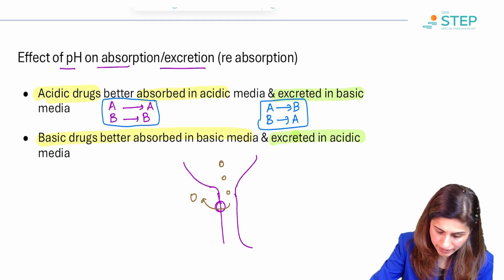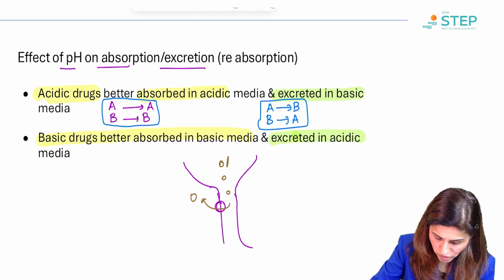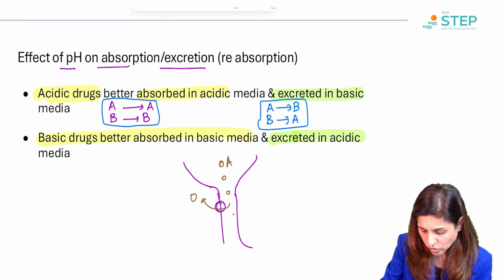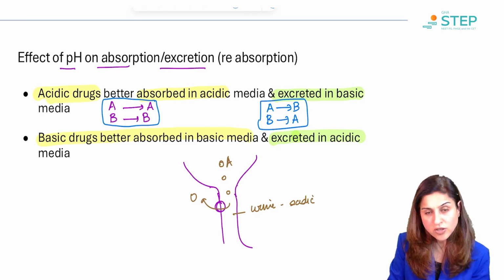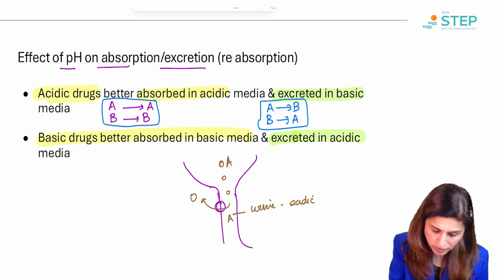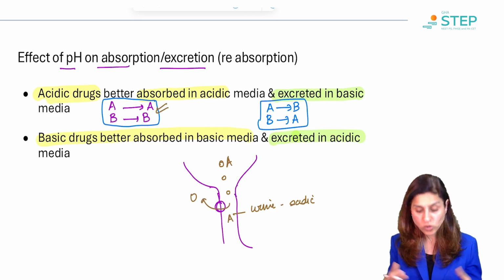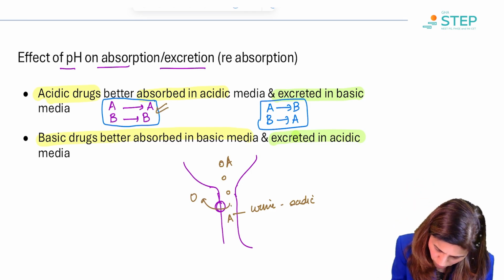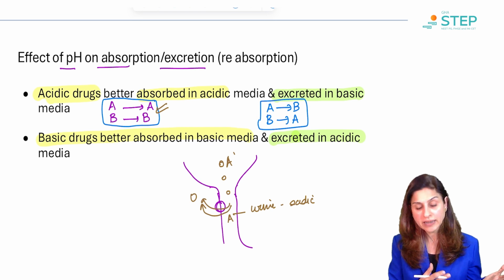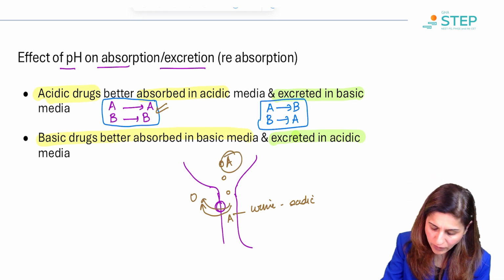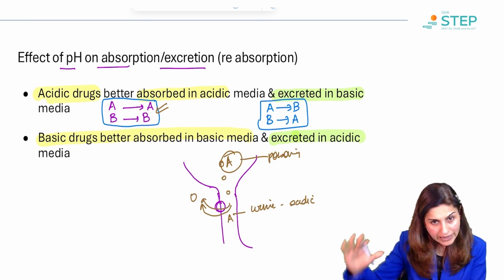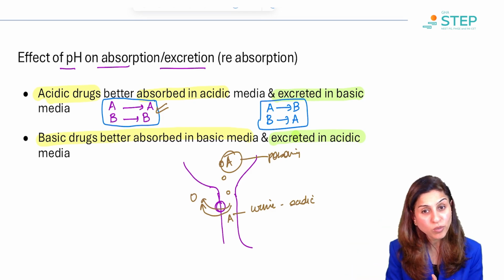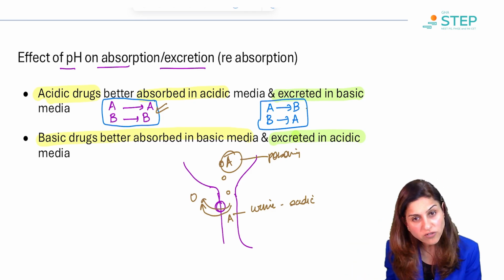Now let's say here the drug is A, which is your acidic drug, and you know that urine is usually slightly acidic. So acidic drug in acidic media, which rule is going to follow? It is going to be absorbed. So absorption here means reabsorption. So it is going to come back into the body. And let's say you have a poisoning with this drug, you want to remove it from the body and not make it come back into the body. So here you want to remove it from the body.